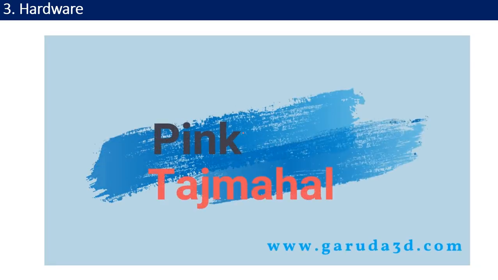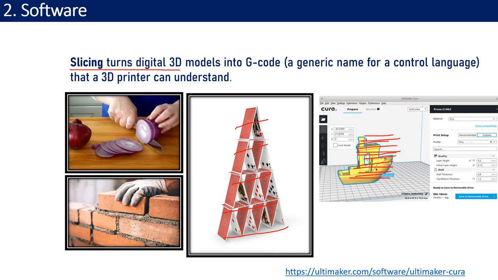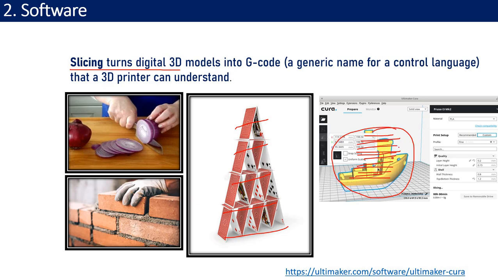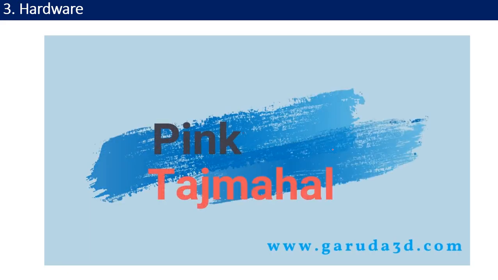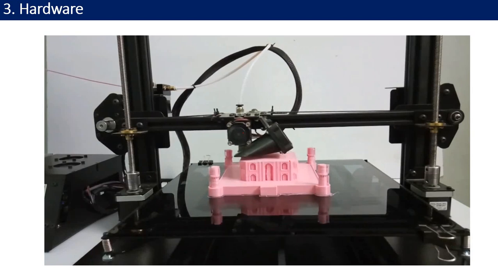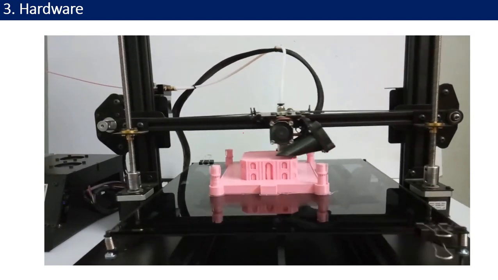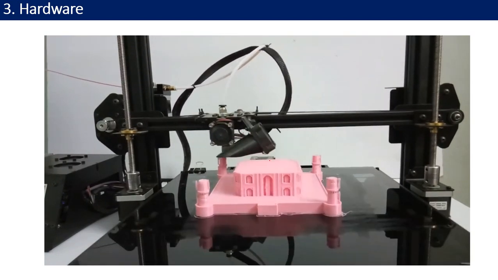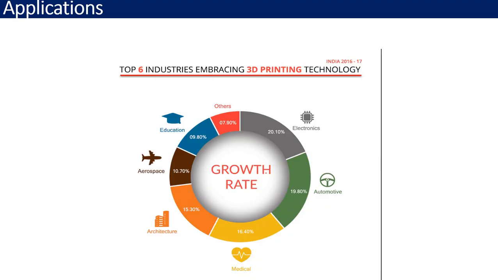Once you have generated the model in the 3D printing software, you assign certain parameters, and then export that model to the 3D printer. So the last part is your 3D printer. Now your 3D printer will start printing the model using the G code that we generated in the 3D printing software.